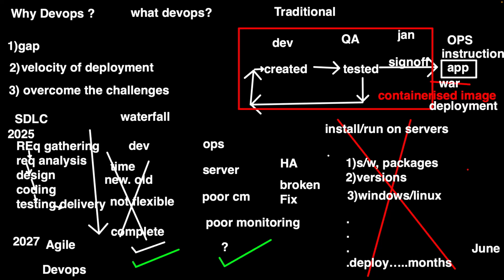Is that clear? We will look into how DevOps does it. The third reason is to overcome the challenges posed by other software methodologies. So what is DevOps? It's a methodology. It's not a tool, or a programming language, or some software, or a package, or a platform. It's a methodology, it's a process, it's a cultural change.